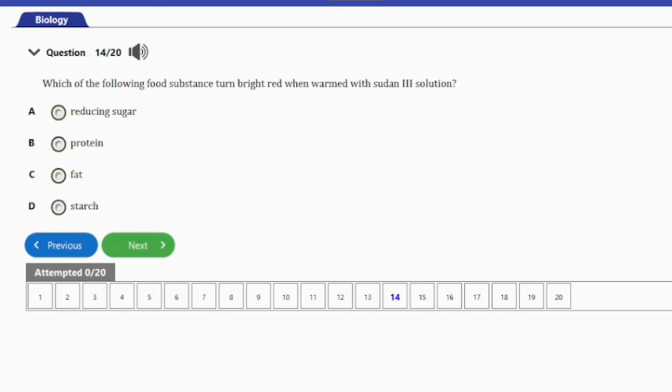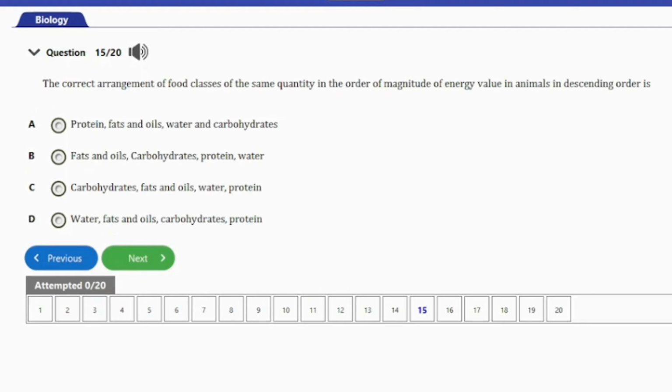So guys, the Sudan test is specifically for fat, and the food substance here that turns bright red when warmed with Sudan 3 solution is option C, and that's fat. So let's go ahead and consider the next question, guys. That's question number 15 here.